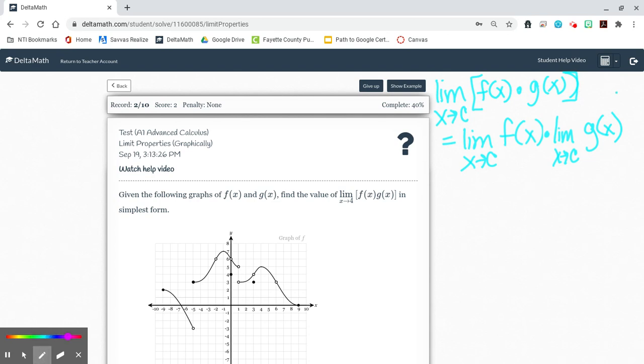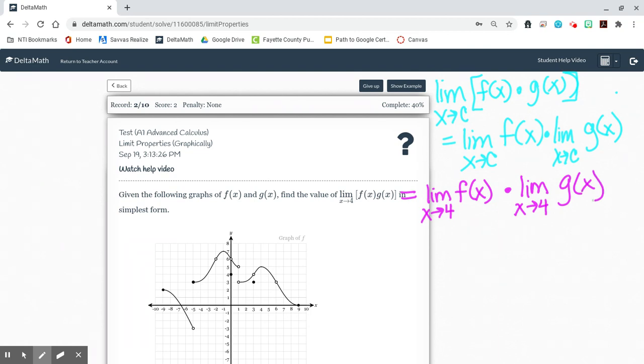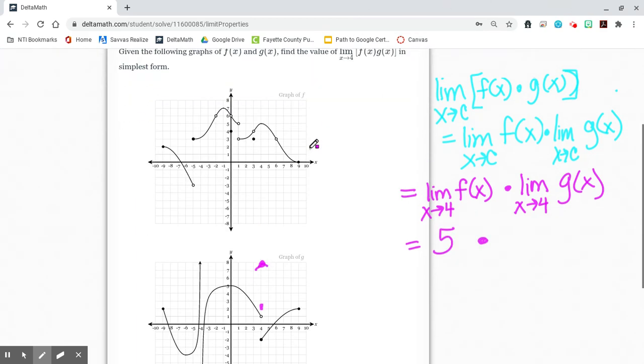So here I'm trying to find the limit as x approaches 4 of f of x times g of x. So I'll just say this equals the limit as x approaches 4 of f of x times the limit as x approaches 4 of g of x. So then I'll first find the limit as x approaches 4 of f. Well, at 4, the limit as x approaches 4 ends up right here. I get 5, and then I'll multiply that by, let's look down at g.